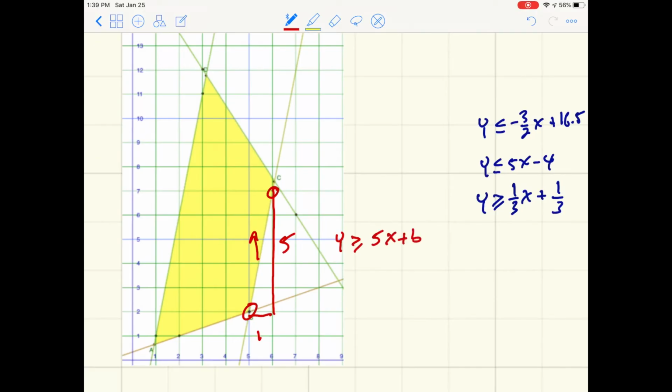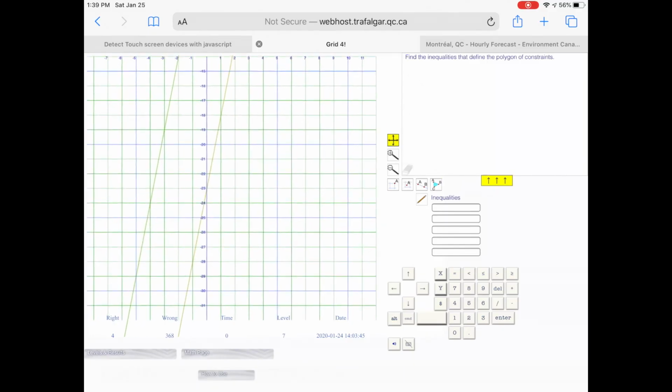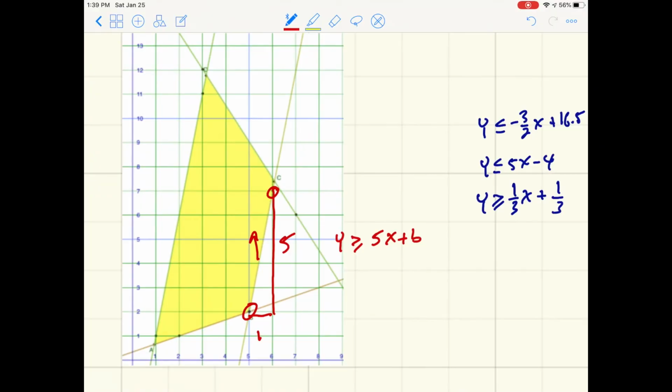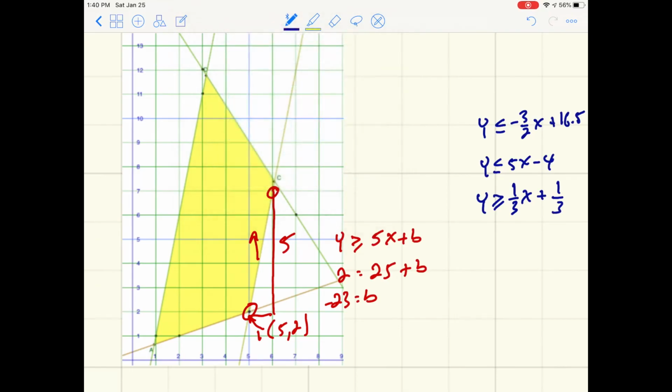Let's see if we can read the b value right off the graph. It looks like negative 23. Let's just double check that it is negative 23. If we picked a point like 5, 2, which is that point right there, the y value is 2, the x value is 5, so 2 equals 25 plus b. If we subtract 25 from both sides, negative 23 is equal to b. So just like we read it off the graph, negative 23. We get y is greater than or equal to 5x minus 23.